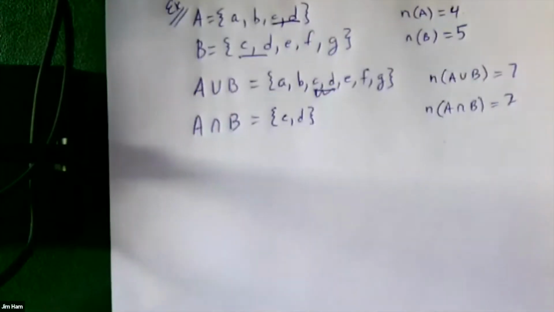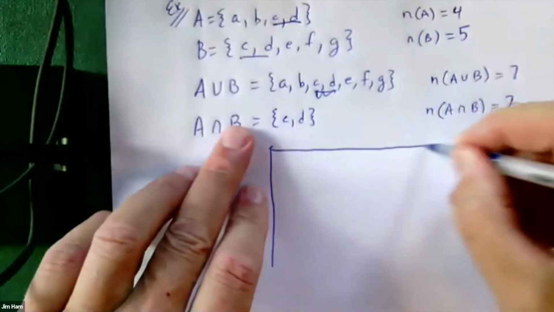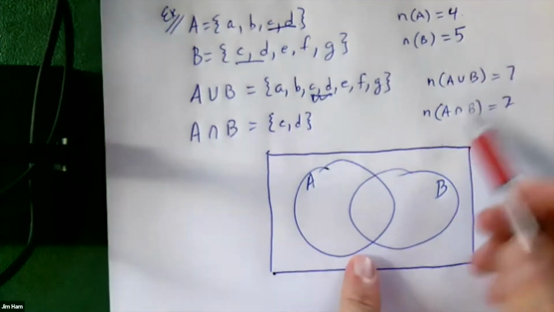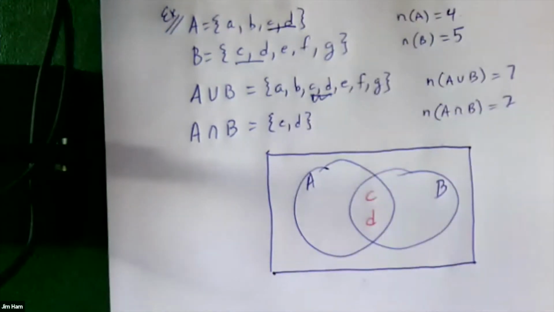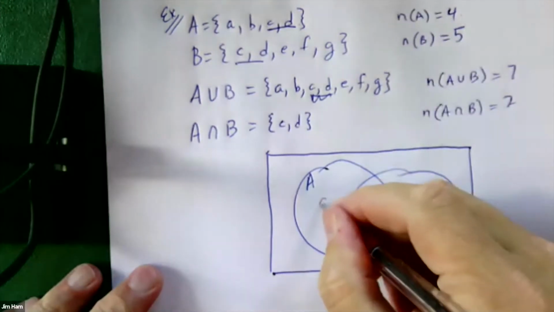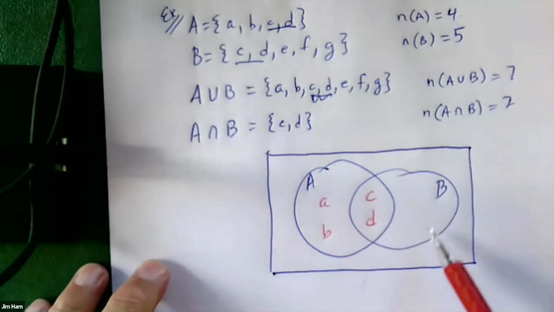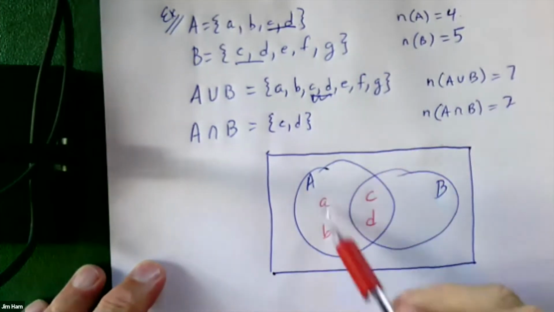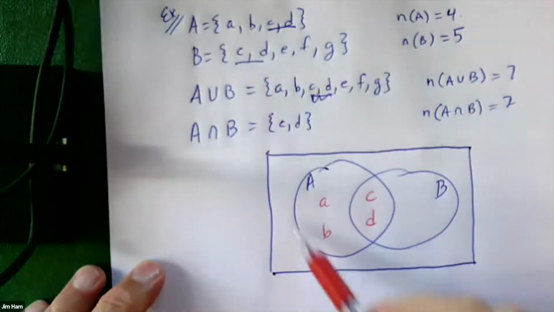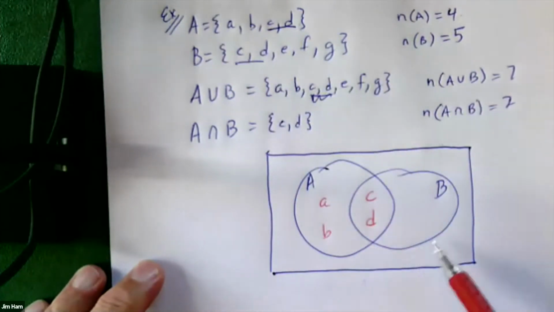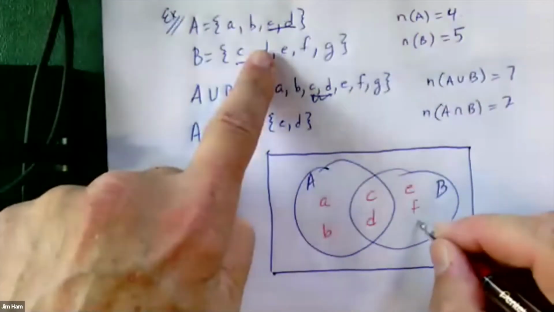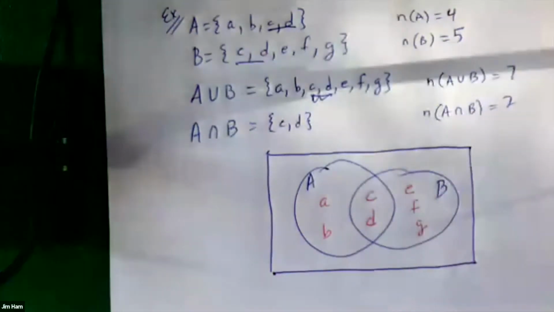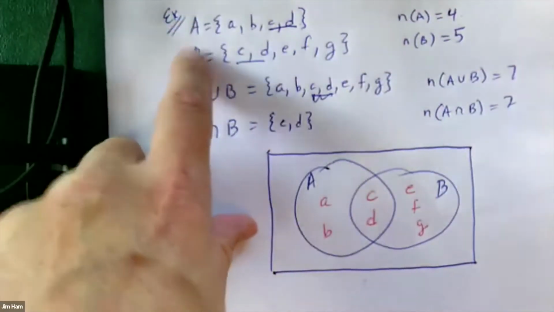If you look at the Venn diagram representation, we know that C and D are in the intersection, so C and D go in the middle. Also in A are A and B, so if you look at the big circle A, you can see A, B, C, D are in it. And over here in the big circle B, we have C and D, but we also have E, F, and G. So this is what the Venn diagram would look like for these two sets.